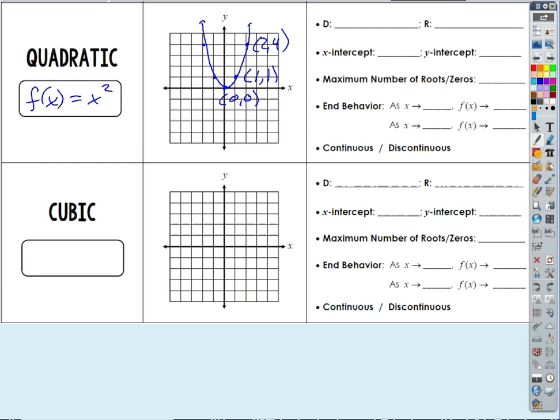Okay, what's the domain of this function? The domain is all real numbers. All real numbers, good. What's the range? Greater than or equal to 0. X-intercept is getting boring, 0, 0. Y-intercept is 0, 0. What's the maximum number of roots or zeros?